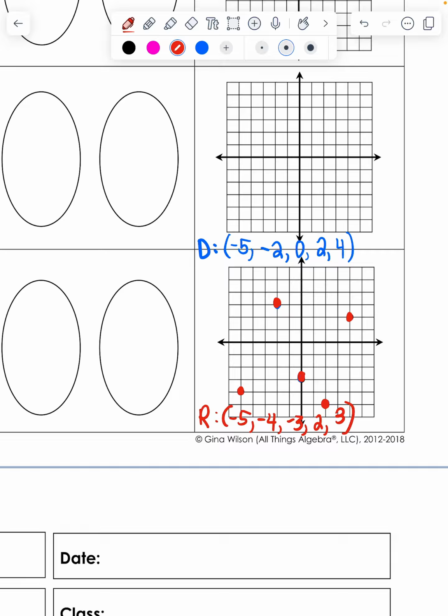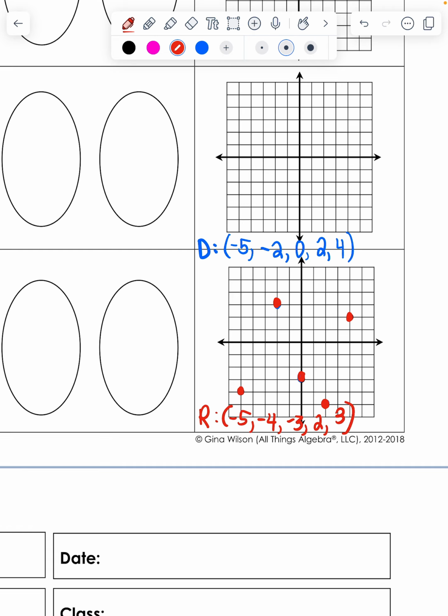So notice, when we're finding the domain, we look at the X value only of the points. The smallest X value is to the left. The largest X value is to the right. For range, we look at the graph from a bottom to top perspective. The smallest Y value is at the bottom, the largest Y value is at the top.